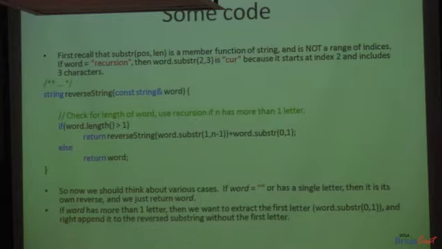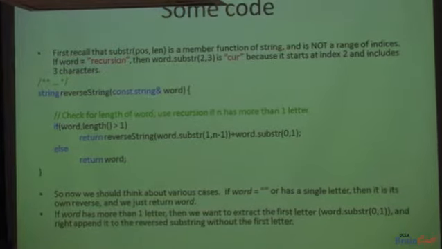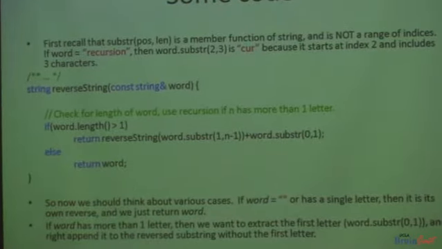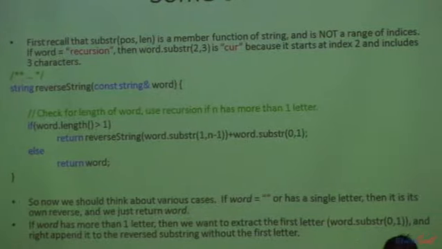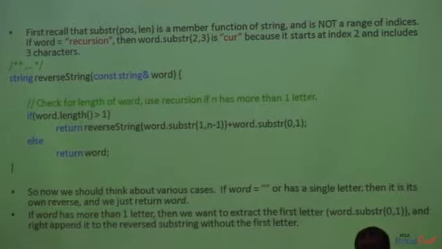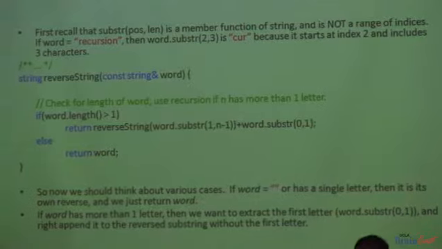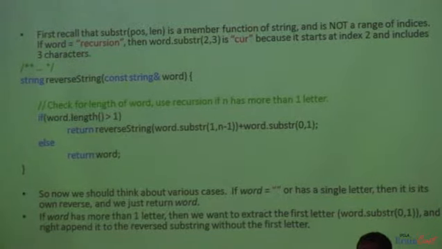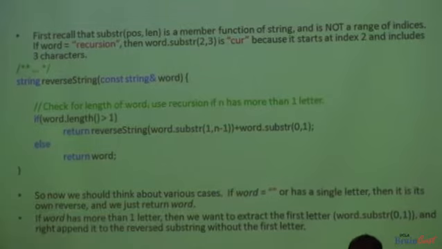Here is some code. Let's do this together. Okay, so let's just recall the substr member function of a string. The substr takes 2 parameters. The first parameter is the index of the character you want to start your substring with, and then the second parameter is not the ending index. It is not the ending index. It is the number of characters starting with that index you want to include in your substring.